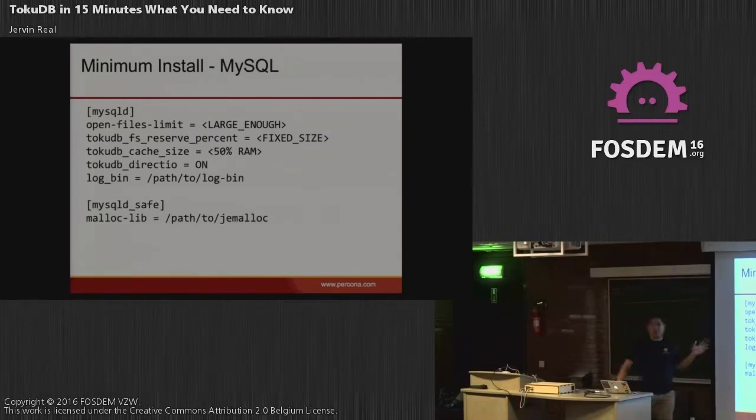And one thing you can do about TokuDB cache size here is to use cgroups in Linux so that you're actually putting a wall on the actual memory usage of MySQL.